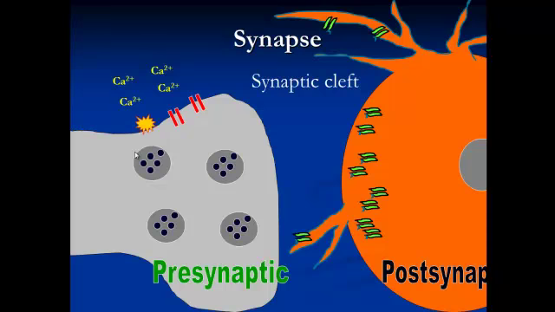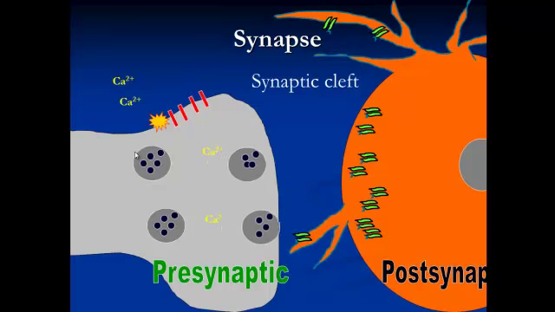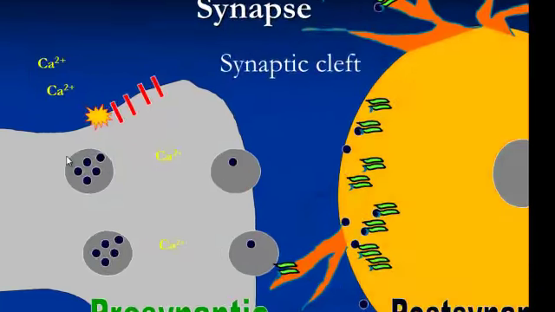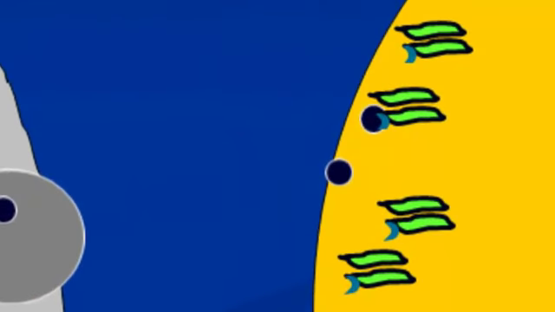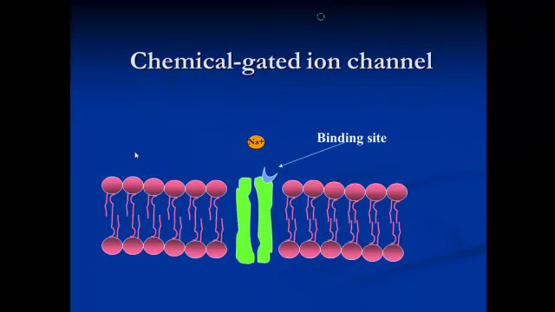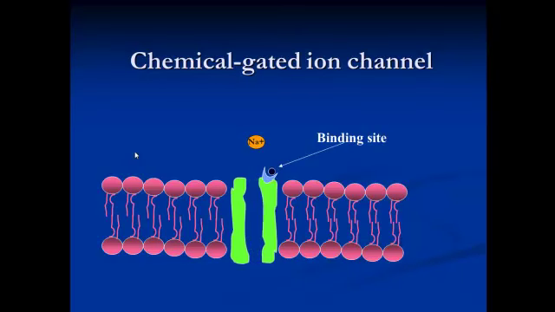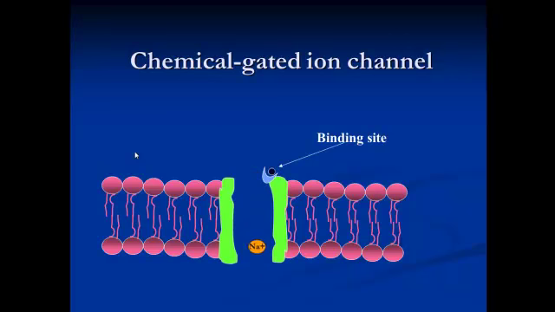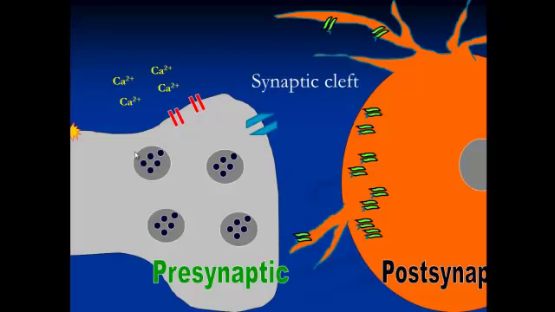So here we go again. Action potential comes down, calcium comes in, causes the release of neurotransmitters, and then they go and fit in with these chemical gated ion channels. They aren't directed, they aren't pulled, they kind of fit because there are so many of them. Neurotransmitter comes in, fits, opens, and sodium comes in. Very simple.